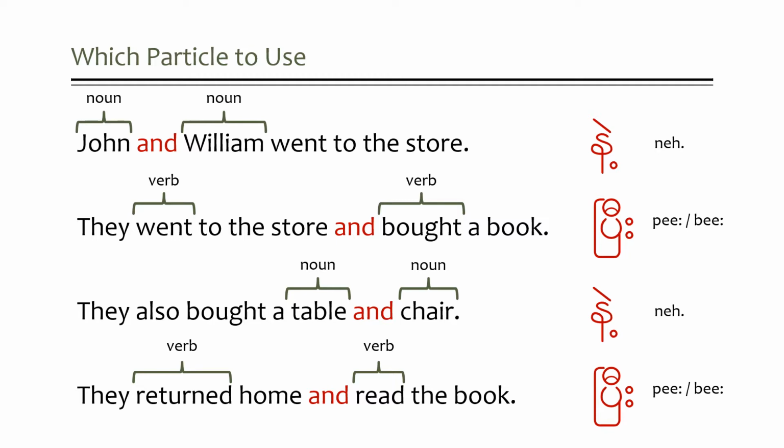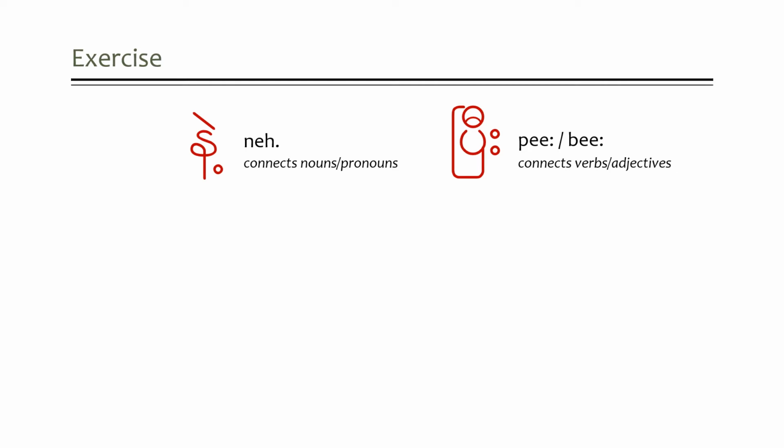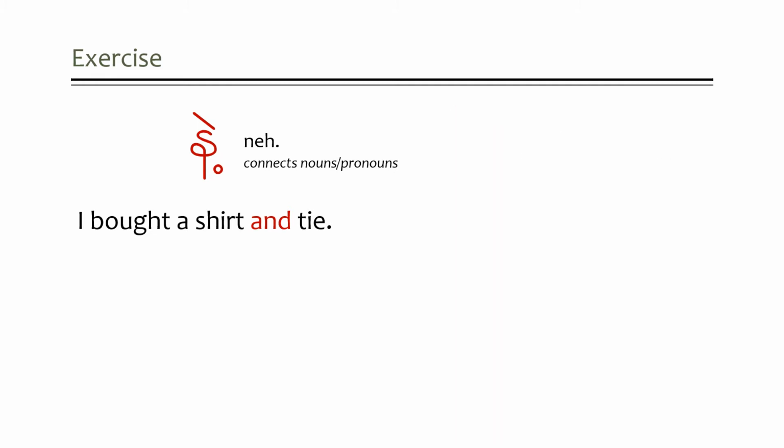Okay, so let's do a little quiz. In this exercise, we're going to look at 5 sentences and try to choose the correct particle to use for each. Remember, ne connects two things, and pi or bi connects two actions or verbs. So let's look at our first example. I bought a shirt and tie. Which particle do you think we should use? Yes, it's the ne particle because two things are being connected together here.